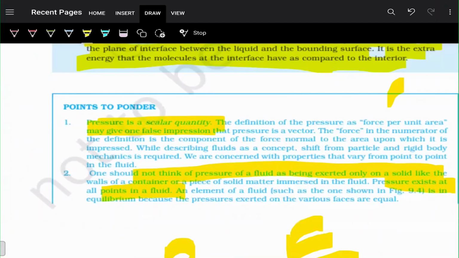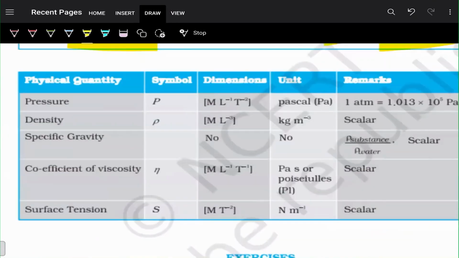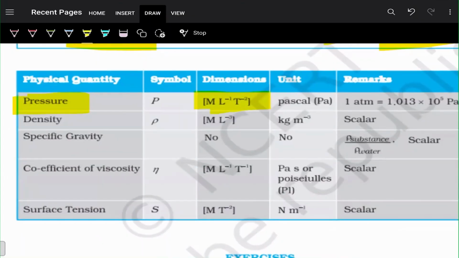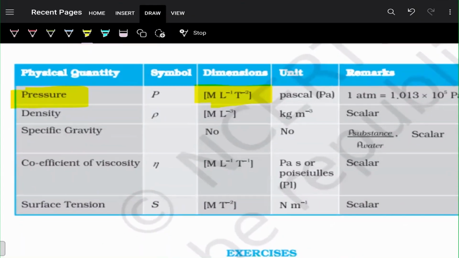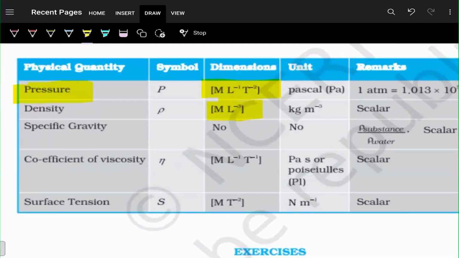If we also look at the dimensions, then in the next class we can solve exercises. So what is pressure? What is the dimension of pressure? Pressure is force per area only. So M L raised to -1, T raised to -2. Density dimension is mass per unit volume. Mass is M, volume is L cubed. So density is M L raised to -3. Specific gravity is actually a comparison only. It is a ratio of two densities. So actually specific gravity is relative density, correct. So it is dimensionless, there is no dimension.